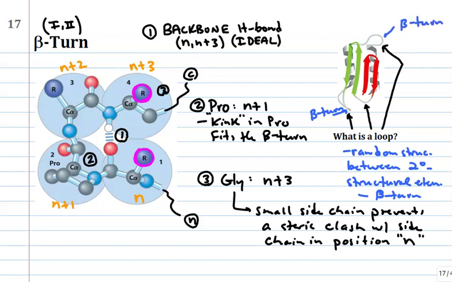So beta turns may be part of loops. They may not. Or you may not even need a loop. But a loop is something that's, let's just call it random, but it may contain a defined structural element that we call the beta turn. So we'll see loops as we go along, as we move forward.